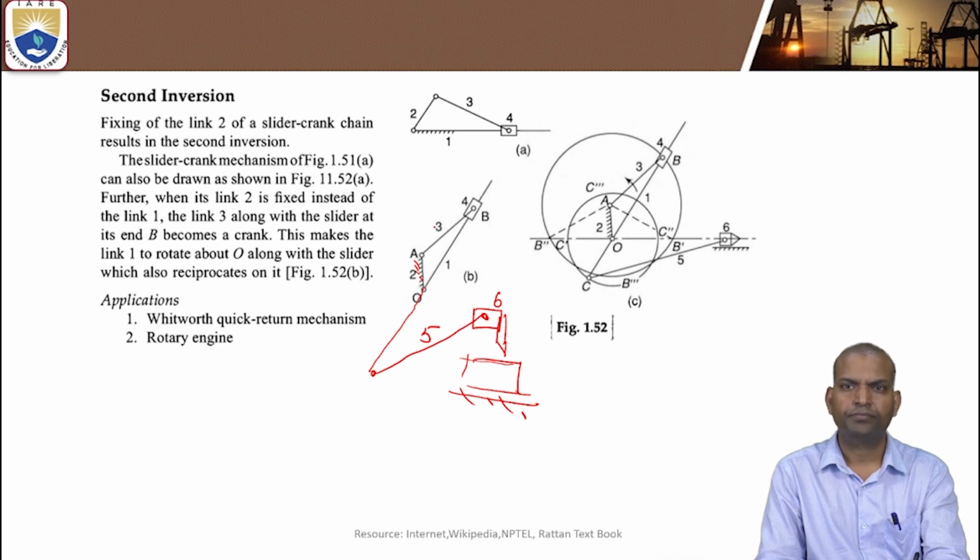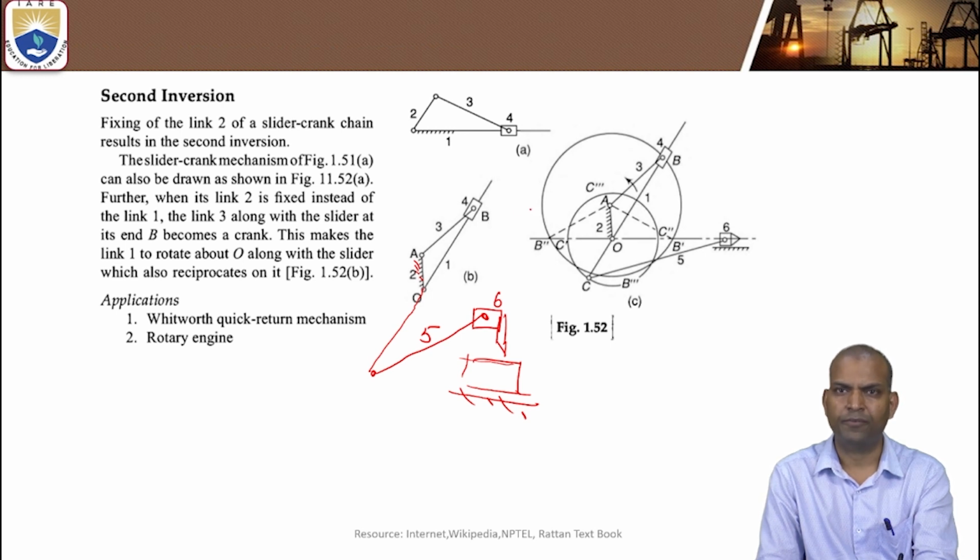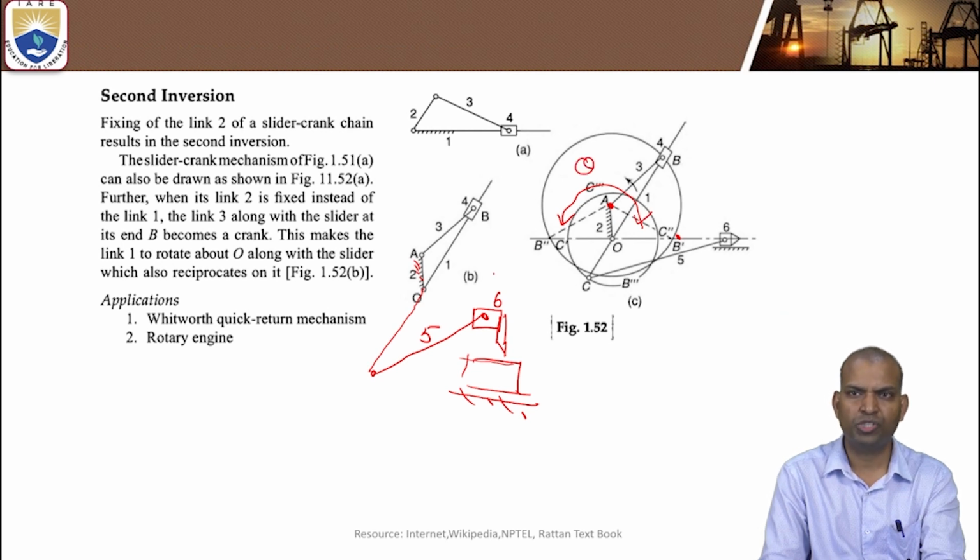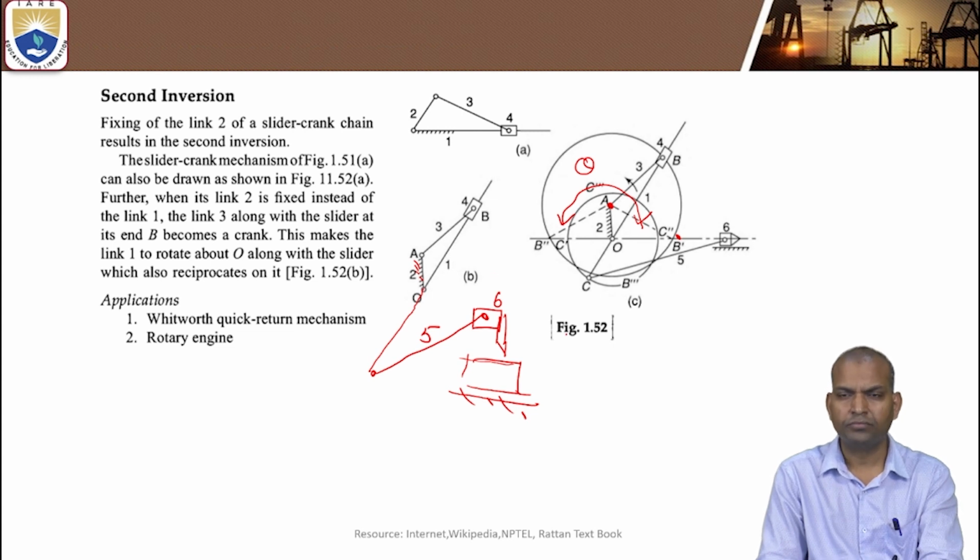Now what is happening here? Coming to figure C. When link 2, which acted as a crank in the first inversion, is fixed, then what link acts as a crank? Now that position is taken by link 3. Link 3 acts as a crank, rotates about A. And link 4 slides on link 1, such that when crank moves from B' to B, A B', A B''. This is the path. The angle turned by the crank is theta, that is an obtuse angle. During that time, C moves from C' to C''. At that time, link 5 and 6 move from Y to Y''.